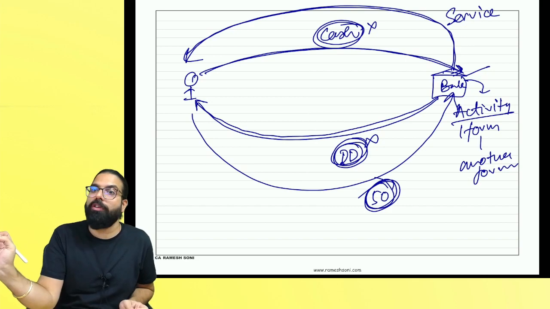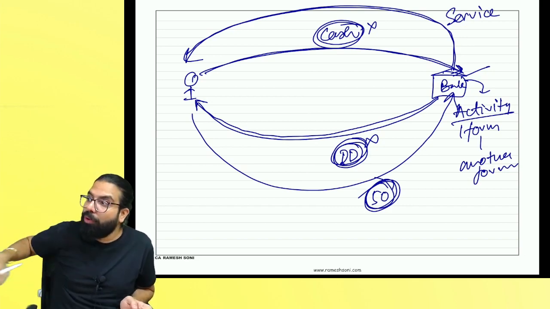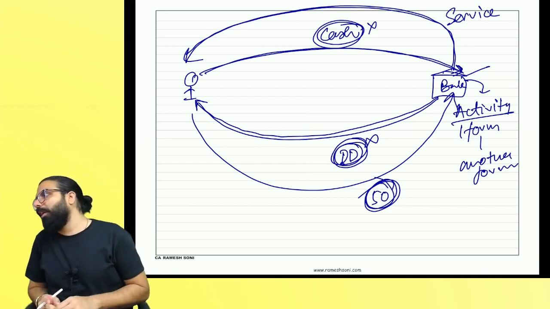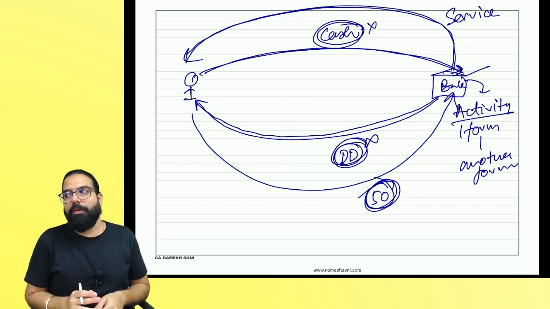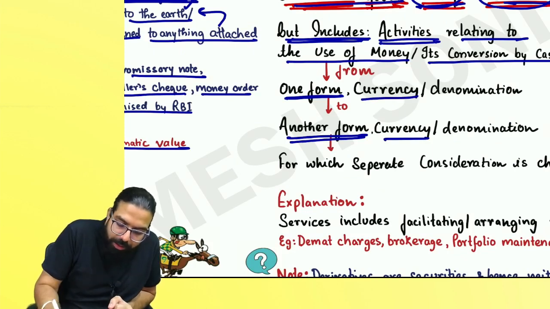Money is neither goods nor service. But the activity behind the money, of converting one form to another form, is a service activity. Got it? Okay, everyone. Can I go ahead? Next. One currency to another currency.